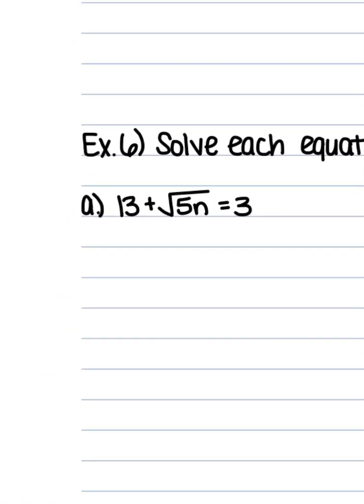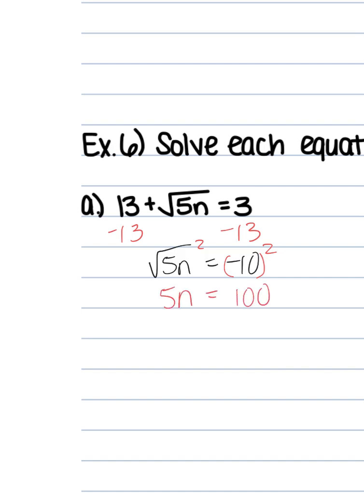All right, so for A, we've got 13 plus the square root of 5n equals 3. You would subtract 13 from both sides, because remember, you want to isolate that radical. Square root of 5n equals negative 10. Then you square both sides once your radical is isolated. Remember, squaring negative 10 is not negative 100, peeps. Negative 10 times negative 10 is positive 100 equals 5n. You divide by 5, you're going to get n equals 20.